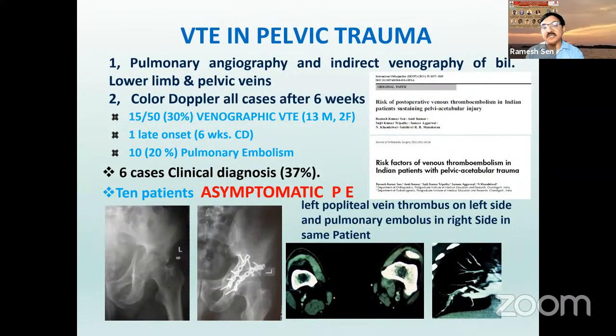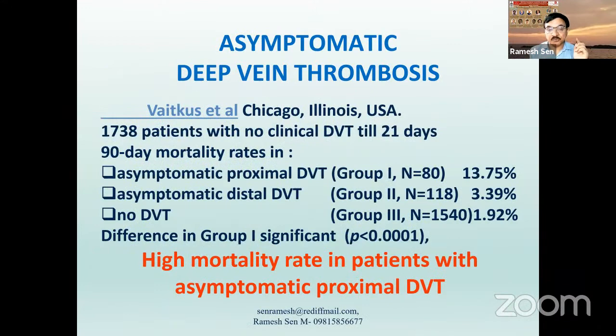Looking at that perspective, we did a subsequent analysis of pelvic acetabular trauma and looked at how common it is. And what we found was that 10 out of the 50 patients had asymptomatic pulmonary embolism when we tested with pulmonary angiography. And that is a very important perspective: 50 patients and 10 of them had asymptomatic pulmonary embolism. Now, the question is what that asymptomatic embolism will do. If we look at the literature, there is a very high mortality rate in these patients, and 1 out of 10 we will definitely lose.